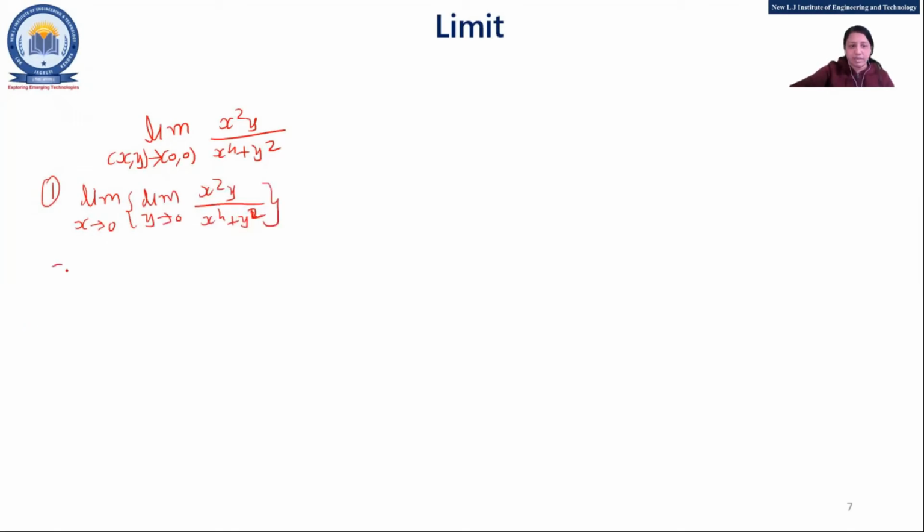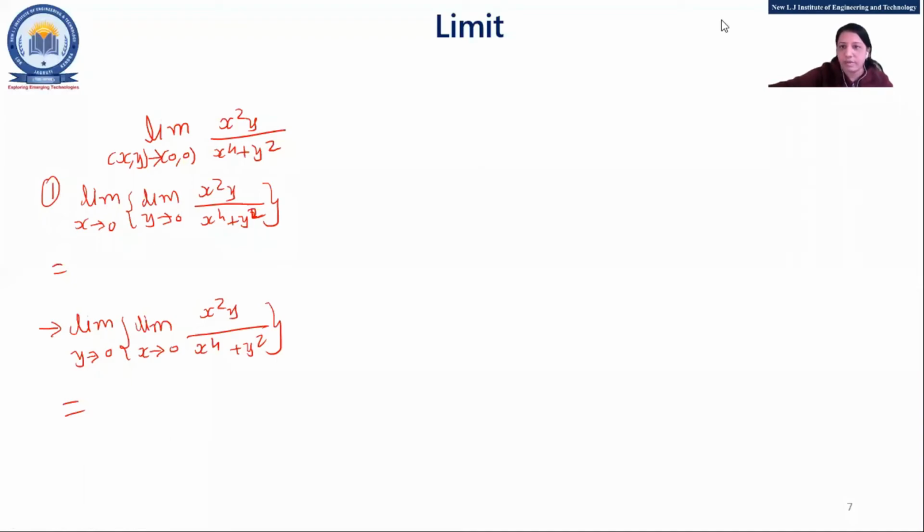And another way I want the answer here. The other way is limit y tends to 0, then limit x tends to 0, x square y upon x4 plus y square. Fine. What is the answer of both? Just calculate quickly. I'll unmute anyone, right? And others can write the answer into the chat box.